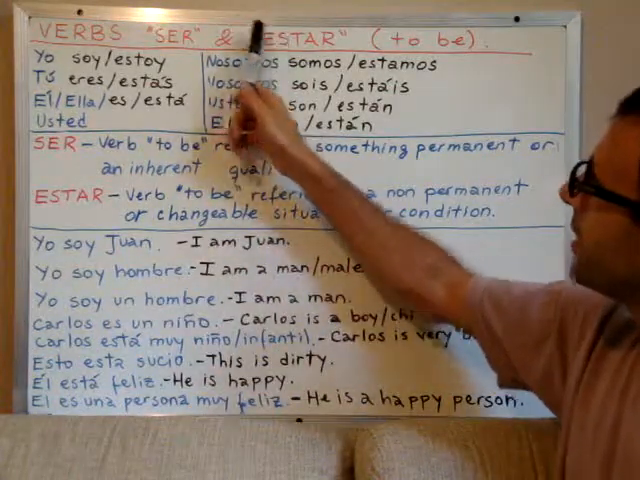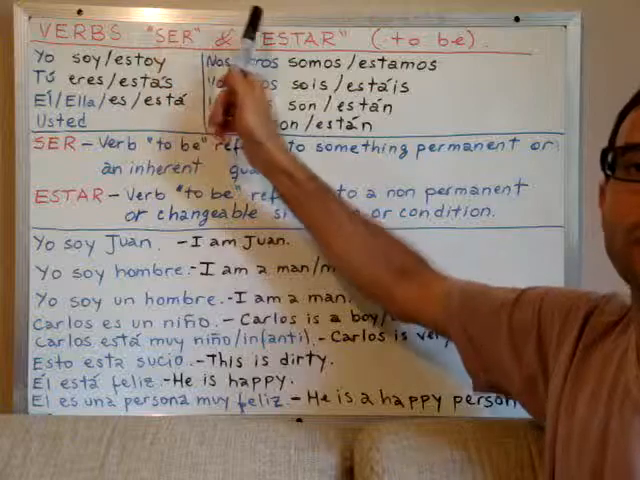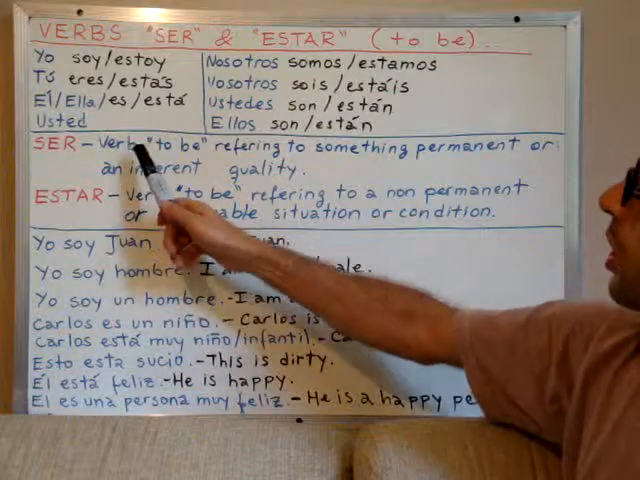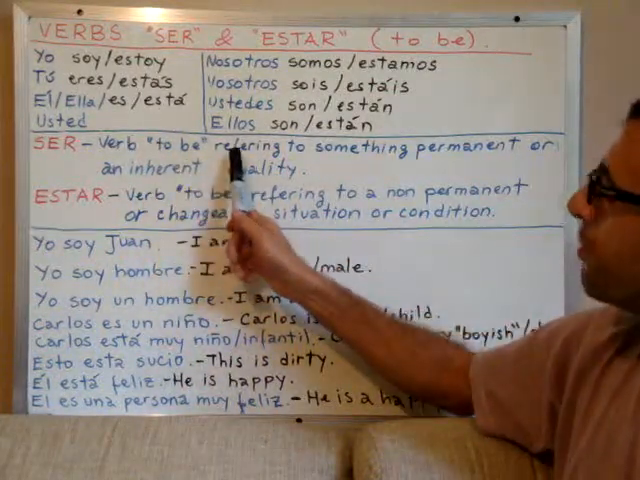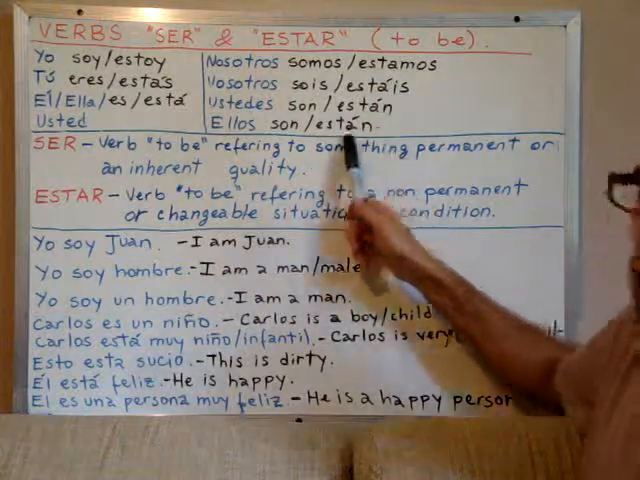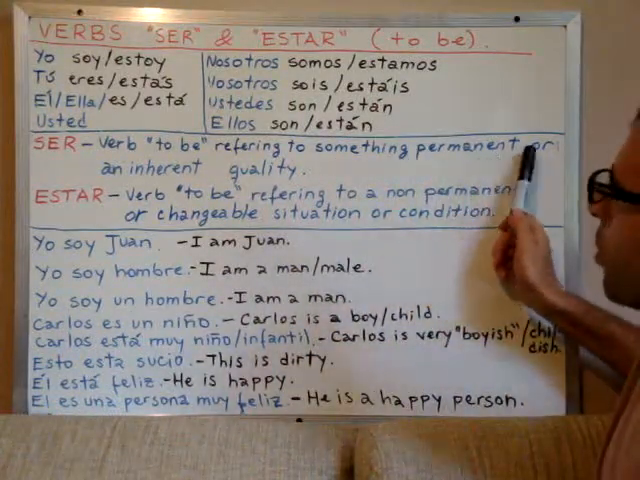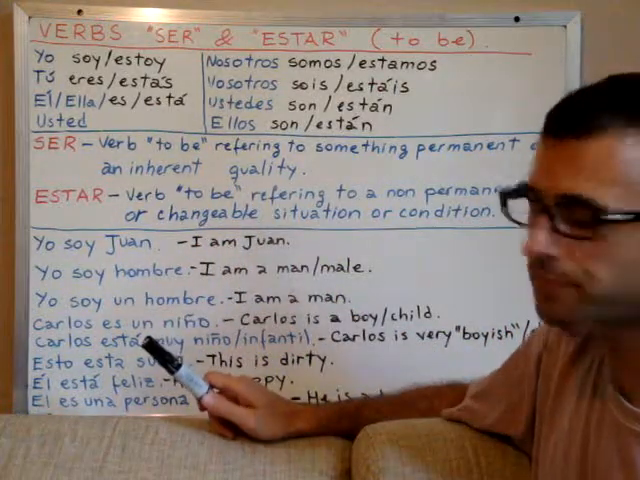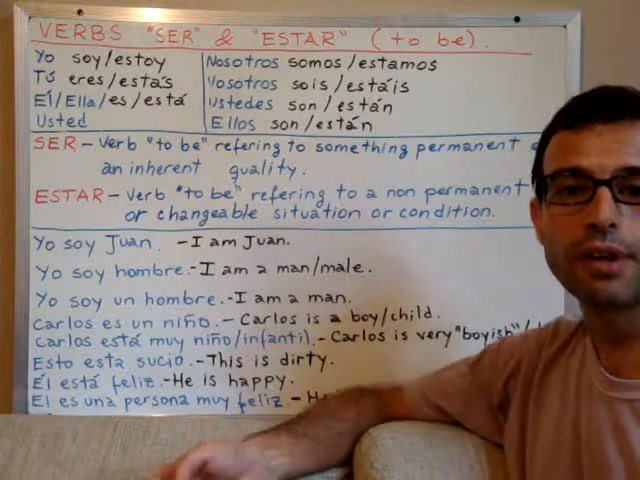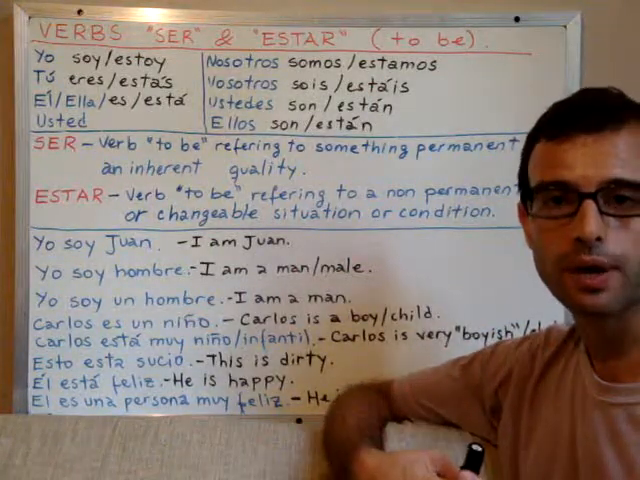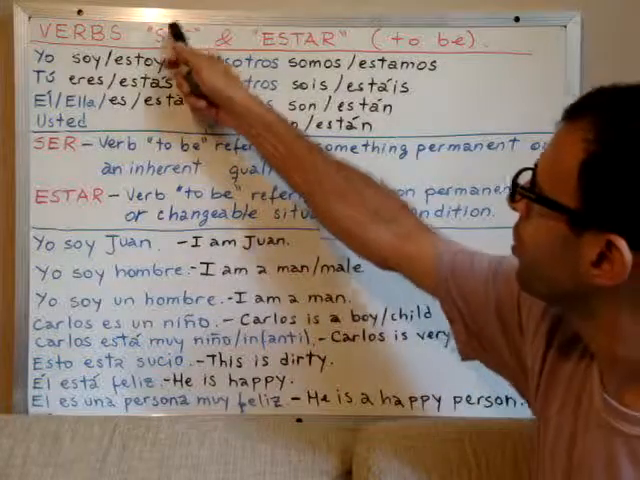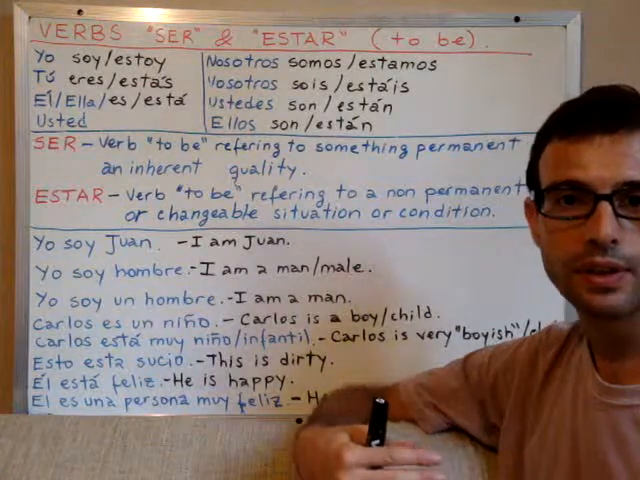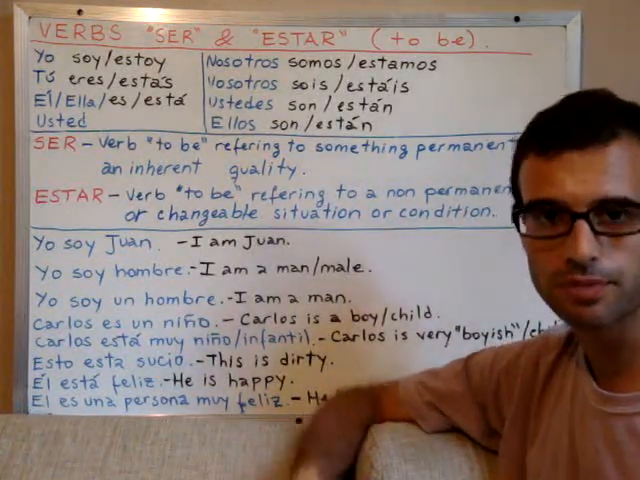But now, let's see, when do we have to use ser and when estar? The verb ser is used as the verb to be when referring to something more or less permanent or an inherent quality, okay? What does that mean? If I say, my name is Juan, yo soy Juan. Why? Because my name is a permanent quality, right? It does not change.